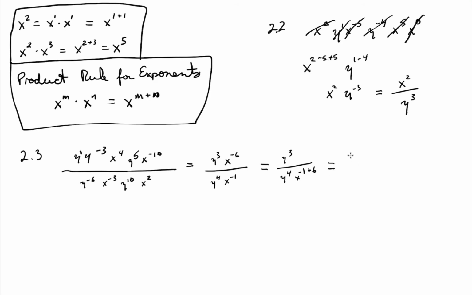So that becomes y to the 3rd, y to the 4th, x to the 5th. And that's where we would stop. Okay? You wouldn't just swap places, because if you did that, you would have y 3rd over y 4th, and then that would be x and then x to the 6th.